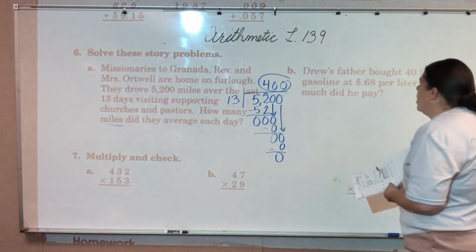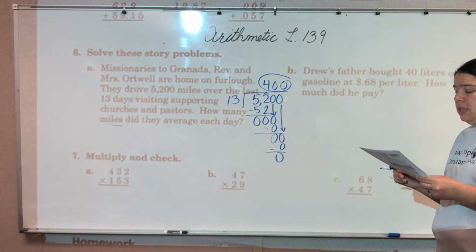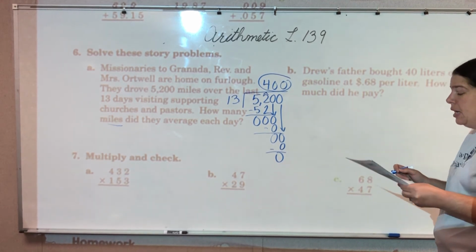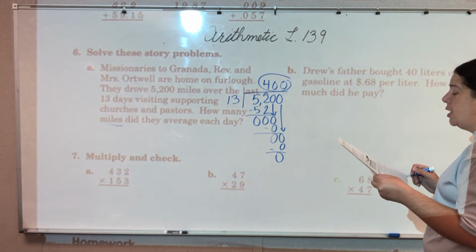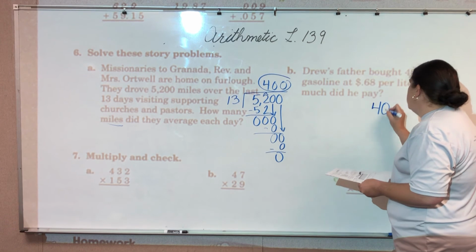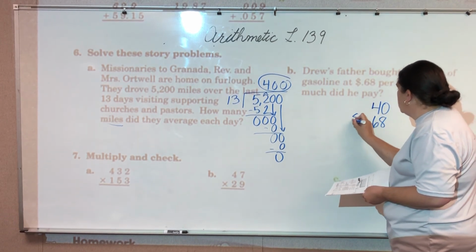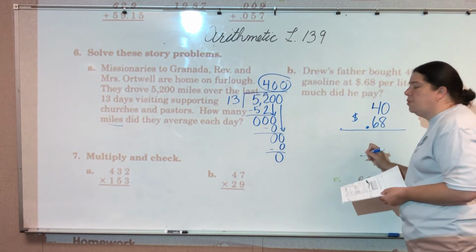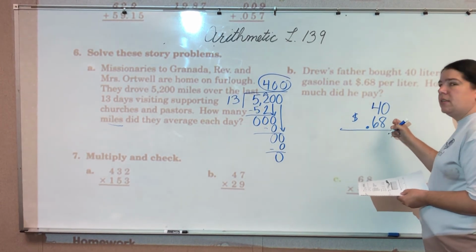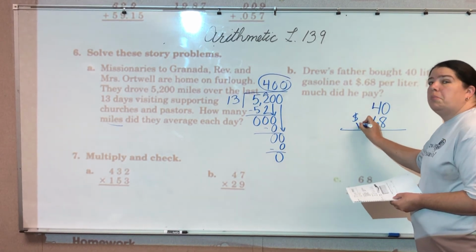Okay? And the last one, Drew's father bought 40 liters of gasoline at 68 cents per liter. That's cheap. 68 cents per liter. How much did he pay? So you had 40 liters, 68 cents per liter. What do I need to do to this? Now each liter is 68 cents. We need to find out how many 40 is. So we need to multiply.